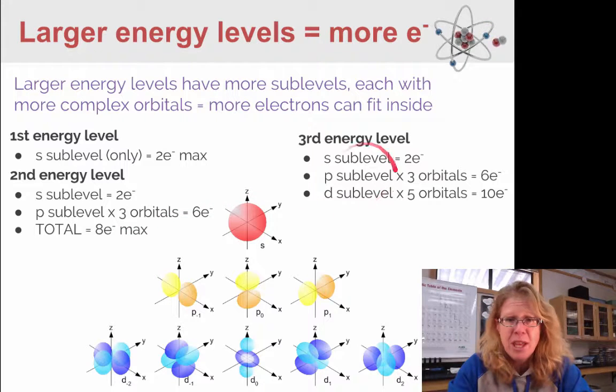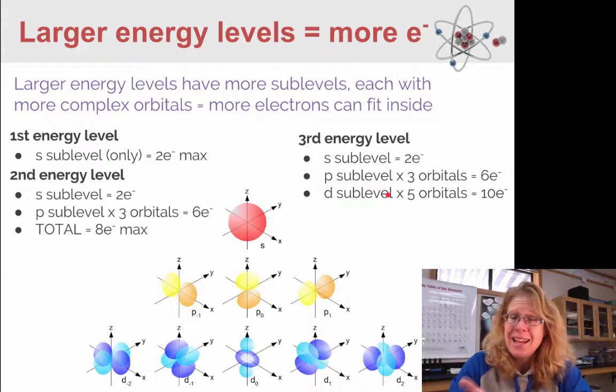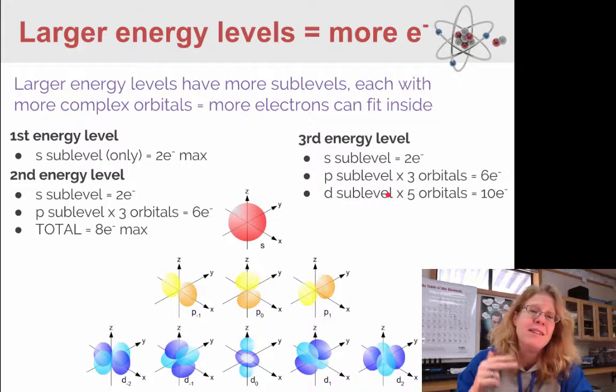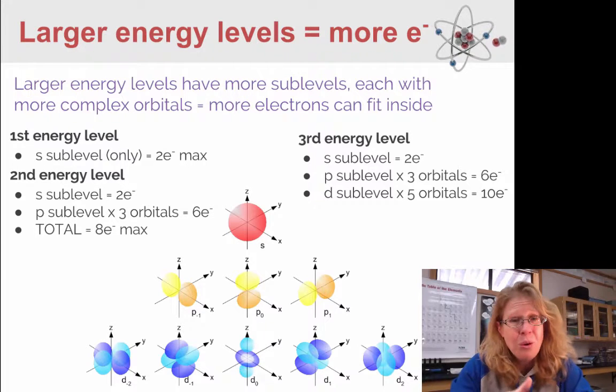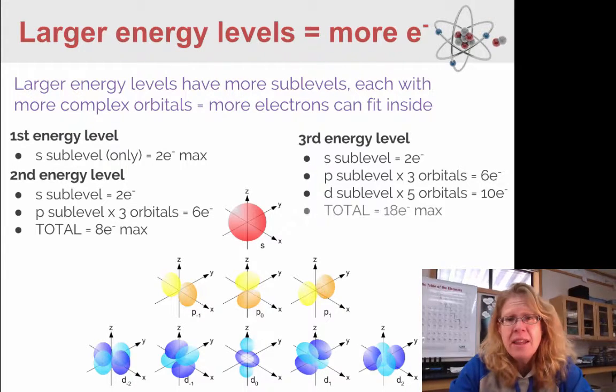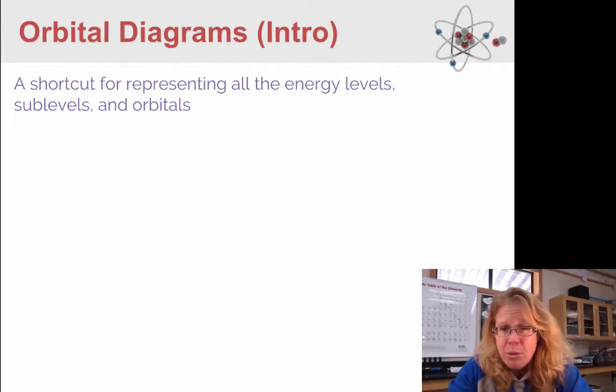The third energy level is the biggest one yet, and it has even more to offer. It's got an S sublevel, a P sublevel, and a D sublevel with 2, 6, and 10 electrons in them, and that gives you a total of 18 electrons that can fit in that third energy level. It's actually quite large. F is even bigger. I'll let you figure out what that would be.